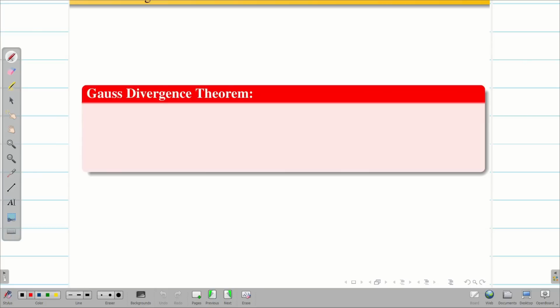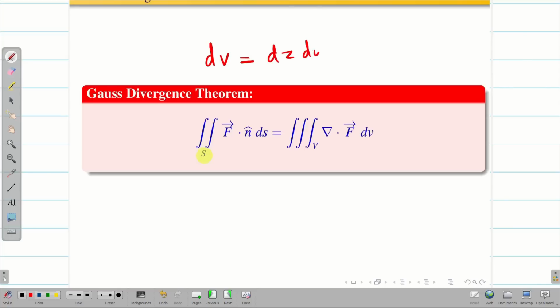Next we are going to verify Gauss Divergence Theorem. So we have to write the Gauss Divergence Theorem statement. Double integral over S of f vector dot n cap dS is equal to triple integral over V of del dot f vector dV. And as I repeat again, S is a closed surface, and dV you can choose in any order. I am going to choose dz, dy, dx for my convenience.